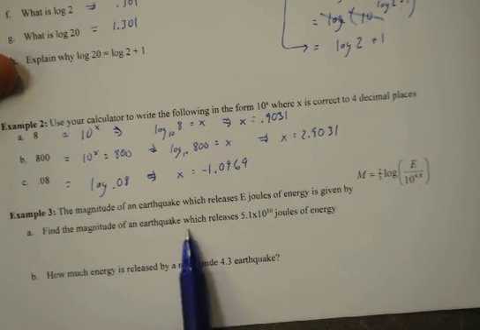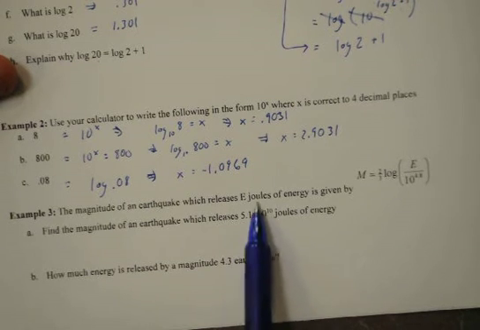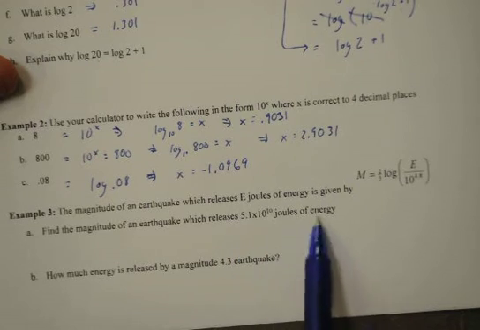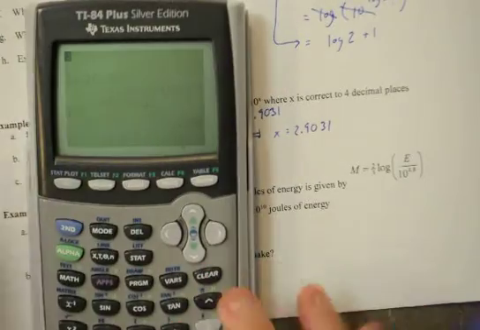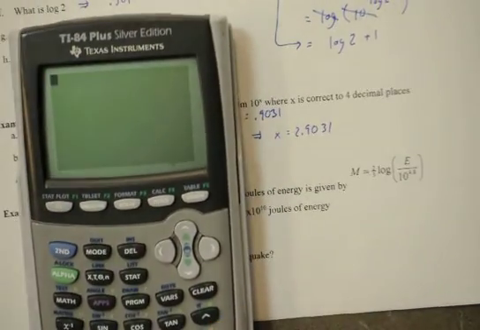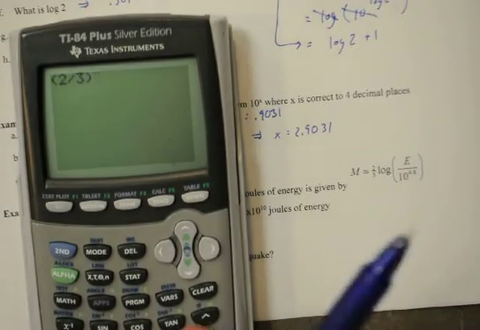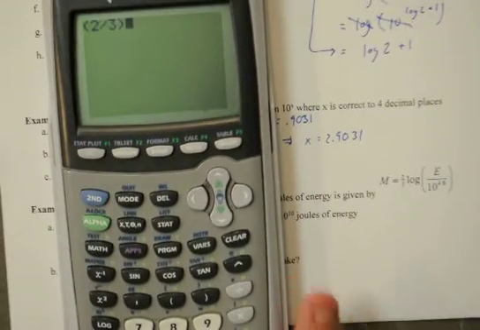So find the magnitude of an earthquake which releases 5.1 times 10 to the 10 joules of energy. That is a large number. That's 5 and 10 zeros, right? I guess it'd be 9 zeros, but alright, so all you have to do here is plug it into your calculator. I'm going to make sure of my parentheses, so 2/3. You can use the division button as your fraction. That's how you do that.